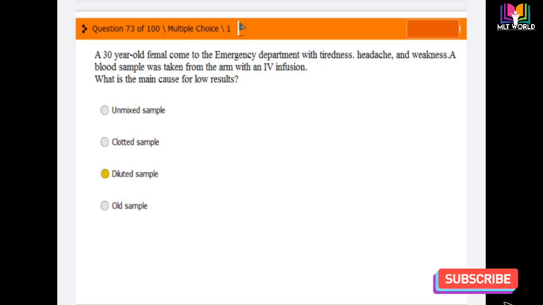Question number 73. A 30-year-old female comes to the emergency department with tiredness, headache, and weakness. A blood sample was taken from the arm with an IV infusion. What is the main cause of low result? Options: first option is unmixed sample, next option is clotted sample, third option is diluted sample, and fourth option is old sample. And the correct answer is third option: diluted sample is the main cause of low results.